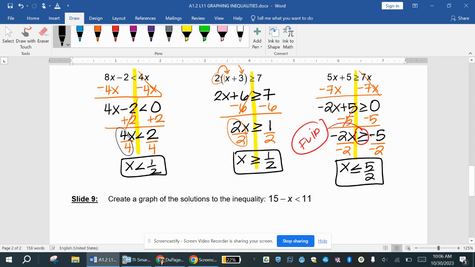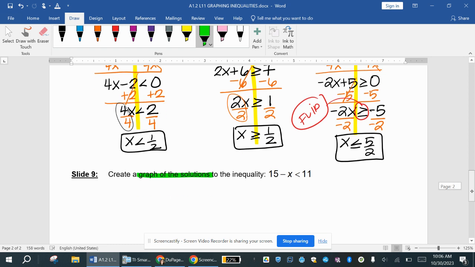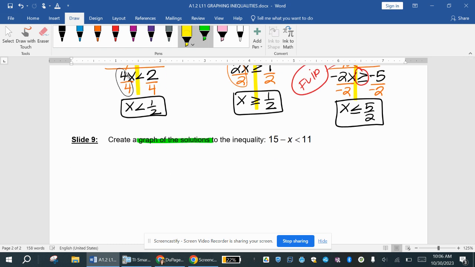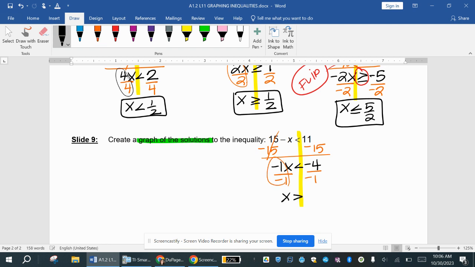Okay, in the next example, they want you to create a graph of the solution. So after you finish solving it, you're going to create a graph of the answers. So this reminds me of the problem that we did on the other side, where you want to cancel the 15 first. That leaves you with -1x is less than -4. Because I'm going to divide both sides by -1, I'm going to have to flip the inequality. Okay, so flip the inequality anytime you multiply or divide by a negative.